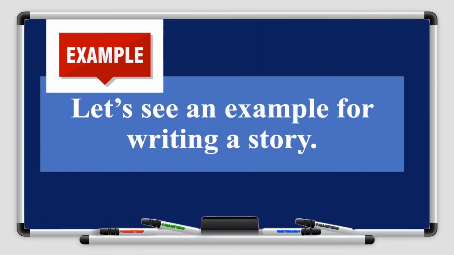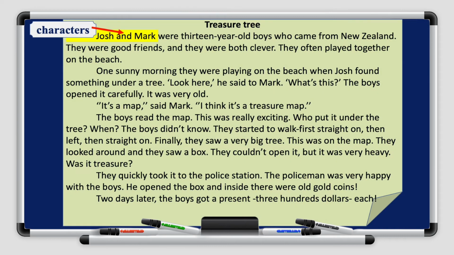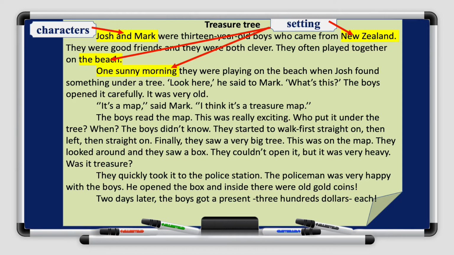So let's see an example for writing a story together. Here, we have Josh and Mark. These are the characters. And the setting of the story is New Zealand, on the beach. Okay, and it's on one sunny morning. So these are 3 different details about the setting, where and when the story happened.